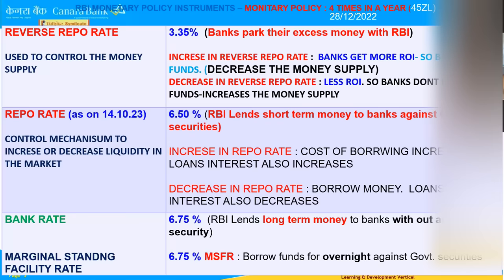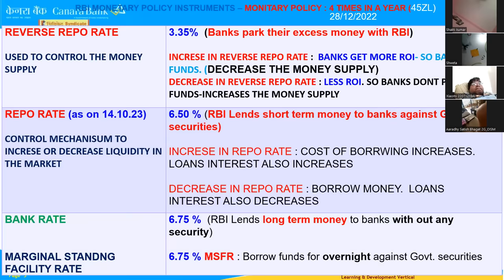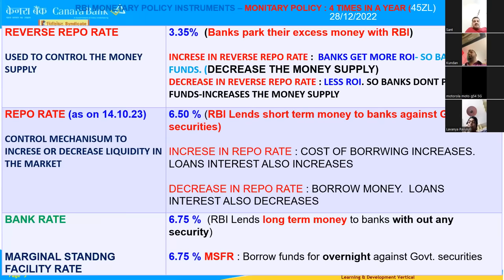If the reverse repo is reduced, banks don't park their funds. If the reverse repo increases, say to 10%, why would banks give an MSME loan, or a retail loan or car loan at 8%? Better to keep it at RBI at the 9% reverse repo rate. That is the reverse repo rate. The concept is different, but for rates, you have to remember the reverse repo rate RBI is giving is 3.35%.